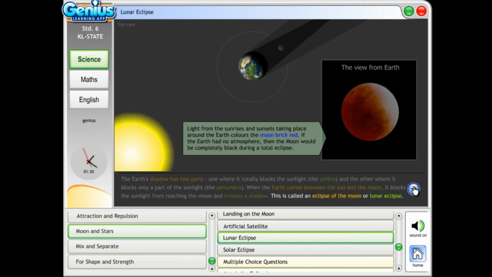Light from the sun's rises and sunsets taking place around the Earth colors the moon brick red. If the Earth had no atmosphere, then the moon would be completely black during a total eclipse.